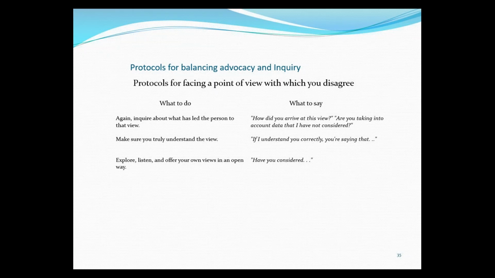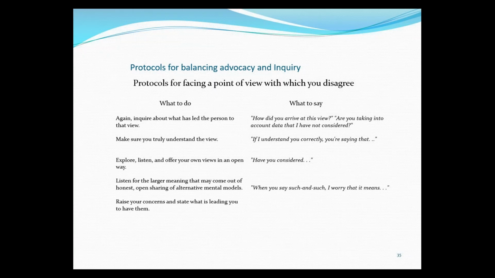So these are all just word phrases, examples of how we can improve our interaction with other folks, so that we're really truly having a dialogue, and we're going to generate a much more creative, innovative, and productive result from this conversation.